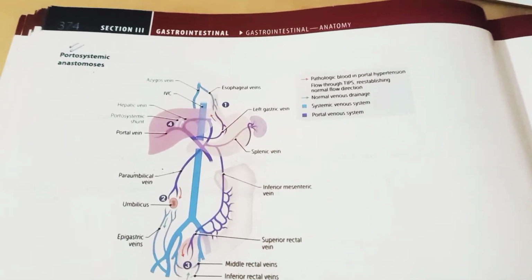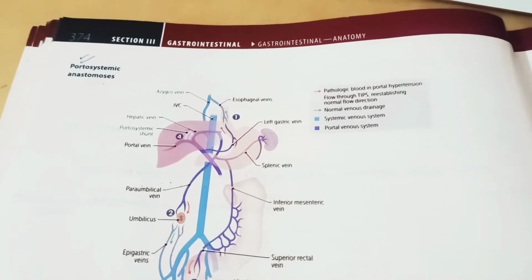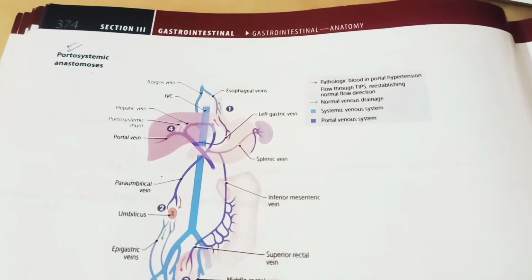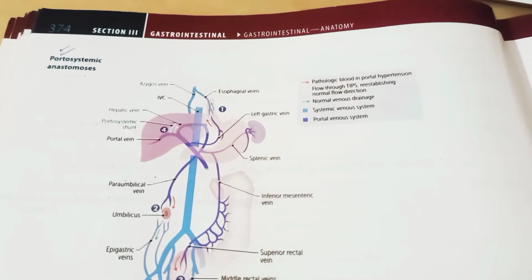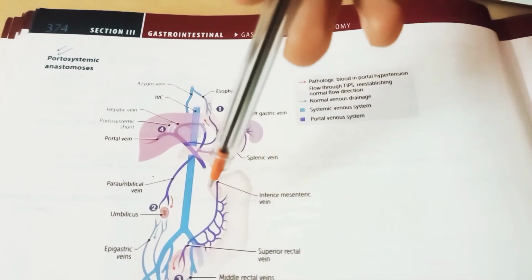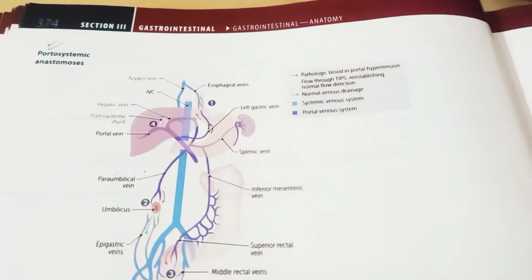In part 2 of gastrointestinal system, let us start with portosystemic anastomosis. This anastomosis actually happens whenever there is increased portal tension. Portal tension can increase whenever there is any liver problem, and that will lead to systemic anastomosis.